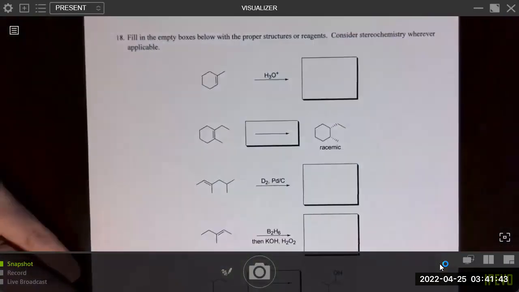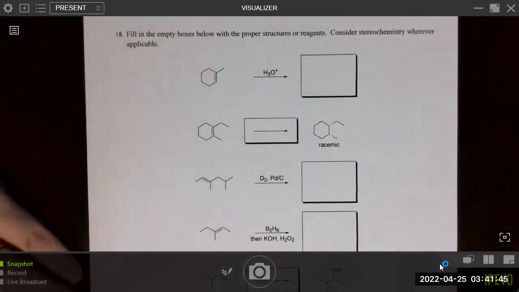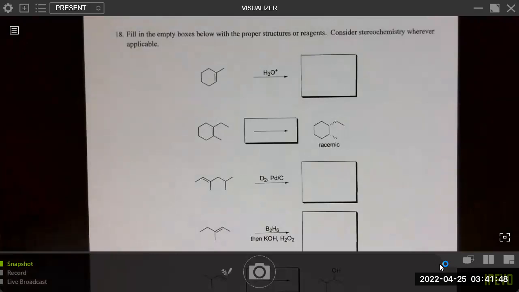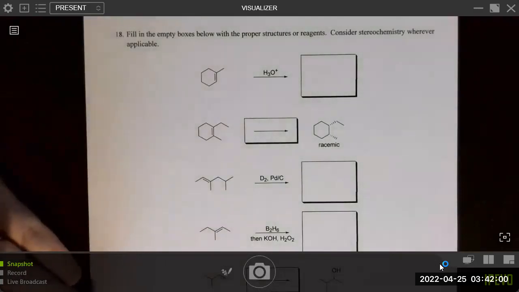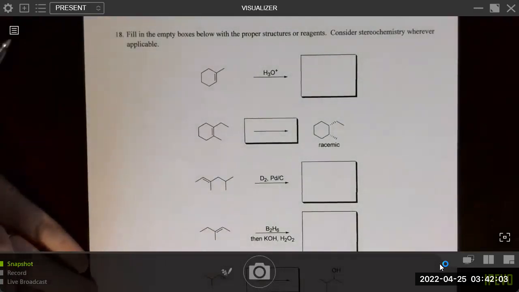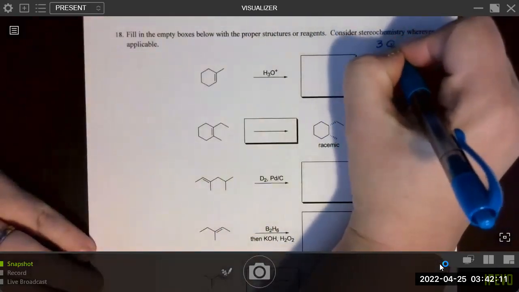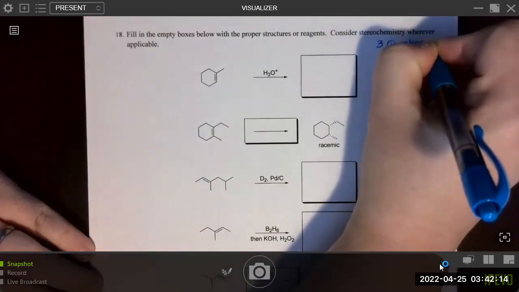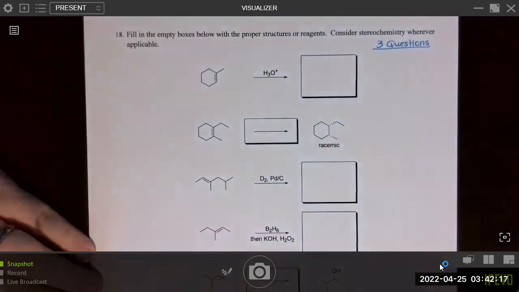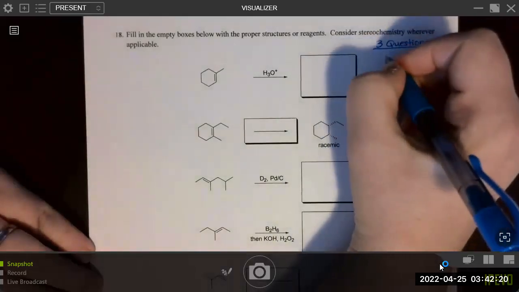Okay, moving on to the last page of the activity here. This feels like a long one today. We are going to fill in the empty boxes below with the proper structures or reagents. Consider stereochemistry whenever applicable. So remember, when we are approaching problems like this, we want to ask ourselves those three questions, or really four questions if you're also thinking about rearrangements. So what is getting added?